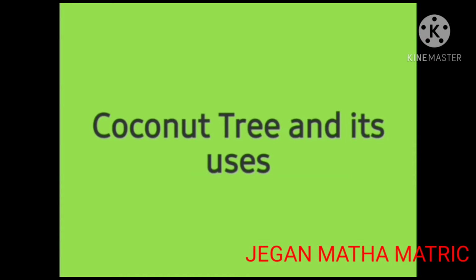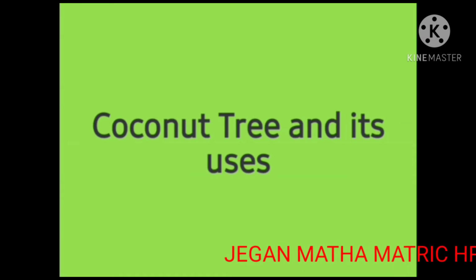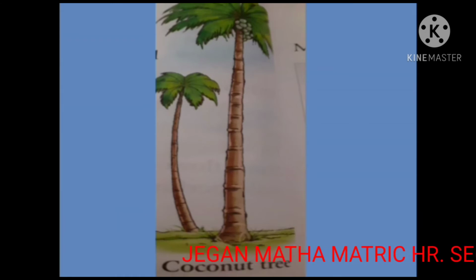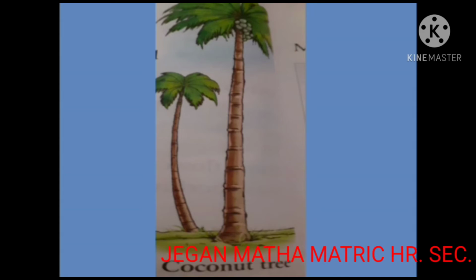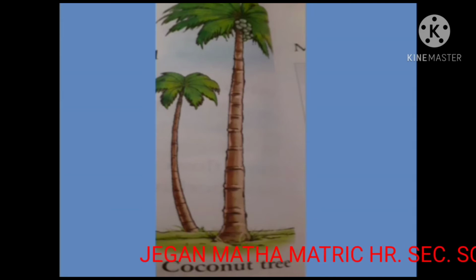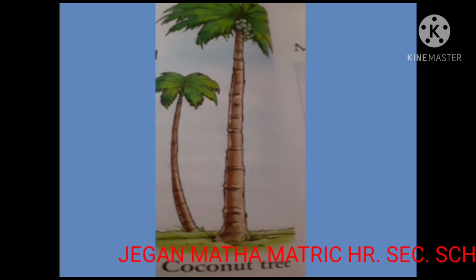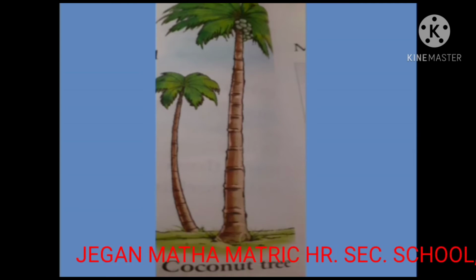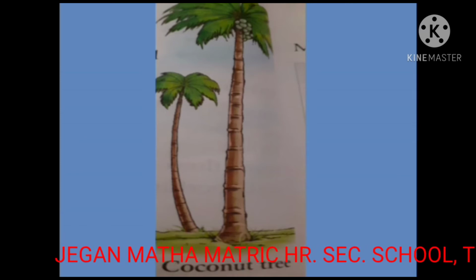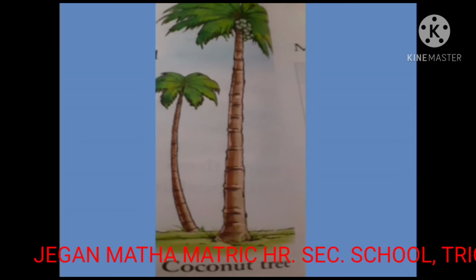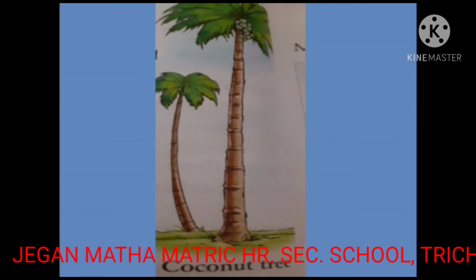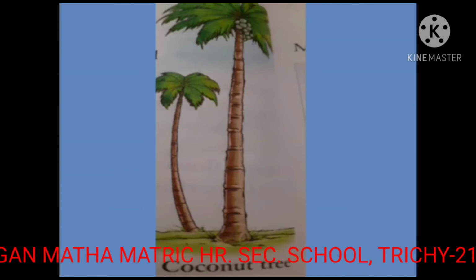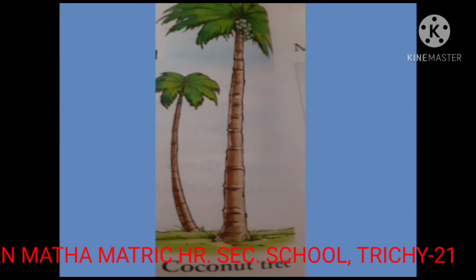Now let us learn some more information about the coconut tree and its uses. Coconut tree is known as the tree of life, as each part of this tree is useful. Now let us learn some of the uses of coconut tree. Coconut oil from the fruit is used to cook food and is also used for making soaps and cosmetics, and is also used as hair oil.